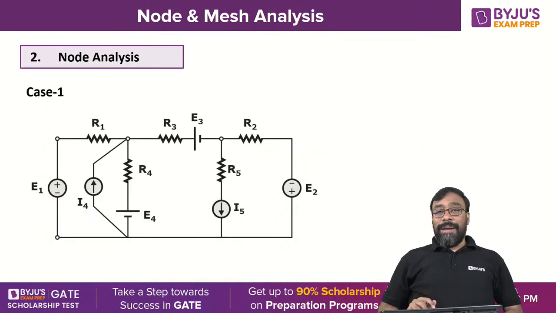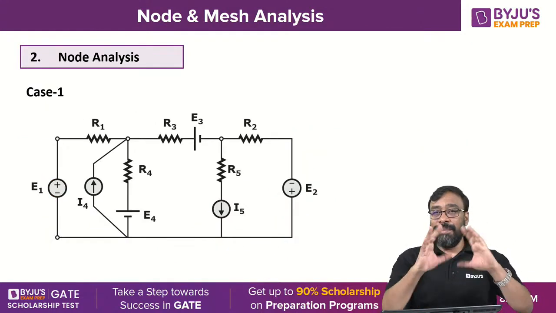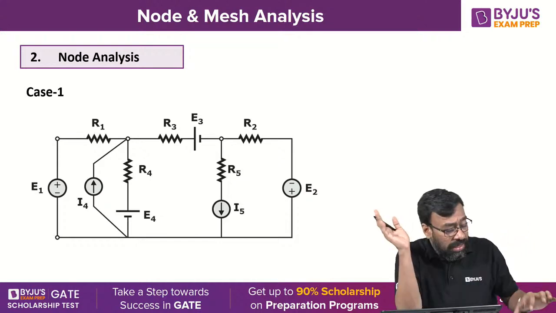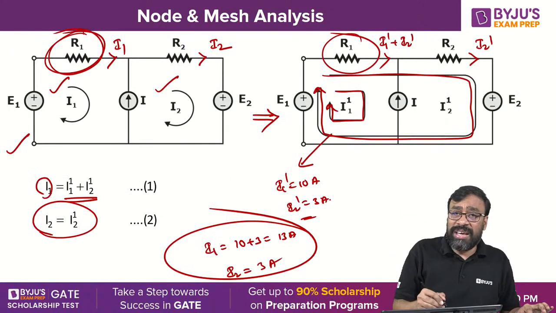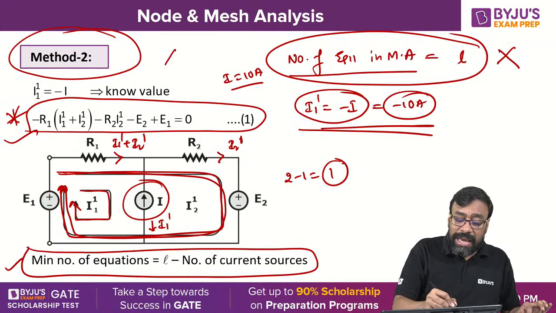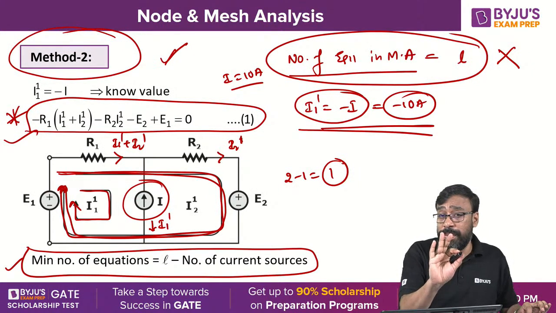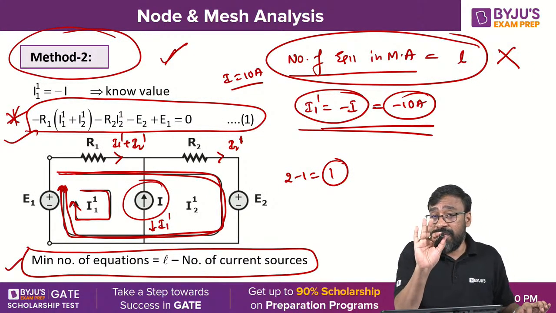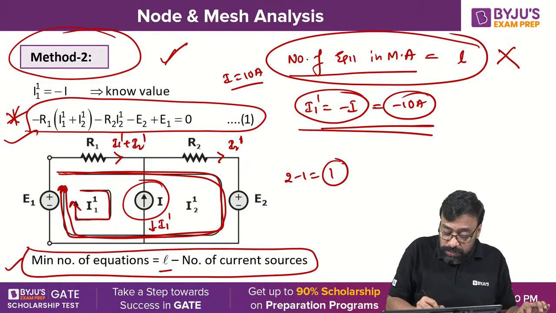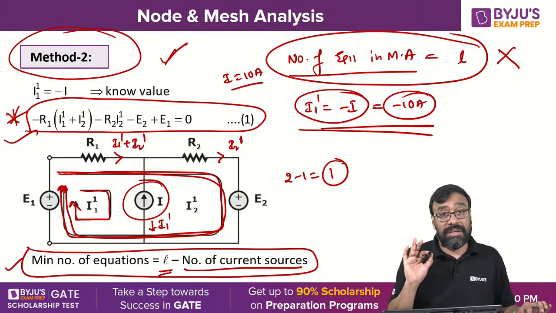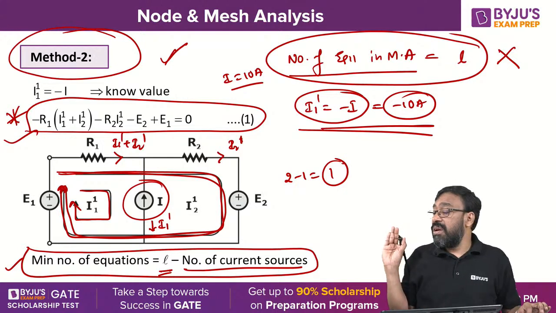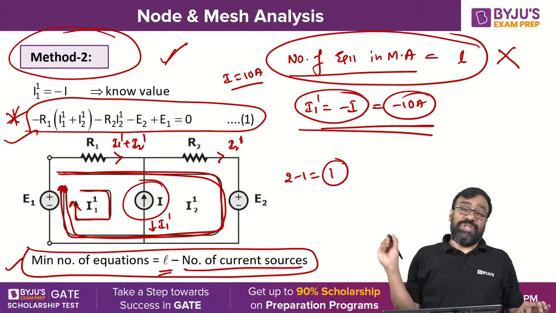Well, now coming to the node analysis. Let's quickly move on to the node analysis. Now tell me, are the number of equations reduced or not in this case? I'm not going to recommend the super mesh analysis. And the number of equations required in mesh analysis is equal to what? Number of fundamental loops minus number of current sources. That is the minimum number of equations required in mesh analysis.